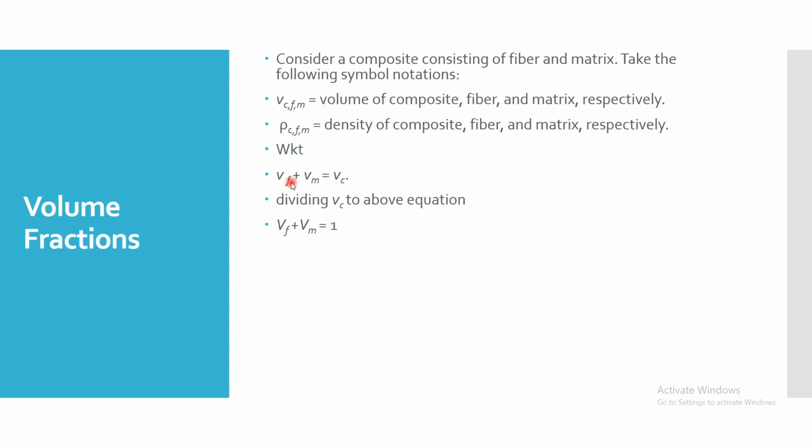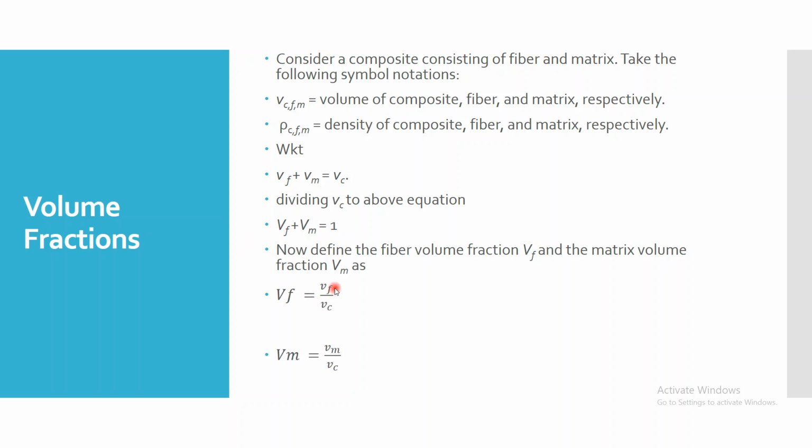Finally, you should differentiate between these two. Small v represents the volume of the composite, fibers and matrix respectively. Capital VF and capital VM represent volume fractions. The volume fraction of fiber is the ratio of the volume of fiber to the volume of composite, and the volume fraction of matrix is equal to the volume of matrix divided by the volume of composite. That is what we are going to define.